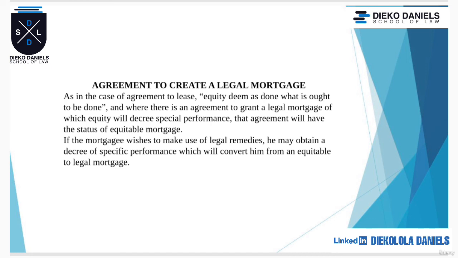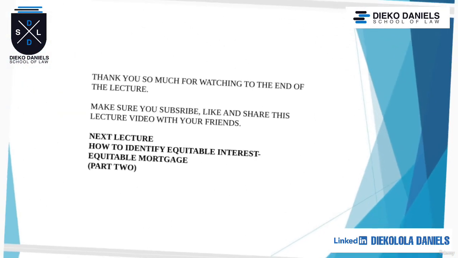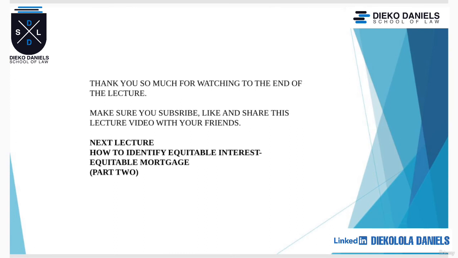Do you understand that? So with that, we've taught the first two ways by which you can have an equitable mortgage. The first one is what? A mortgage of equitable interest. The second one is what? Agreement to create a legal mortgage. Now, the third one is what I will be discussing in my next class, where we talk about deposit of title deeds.